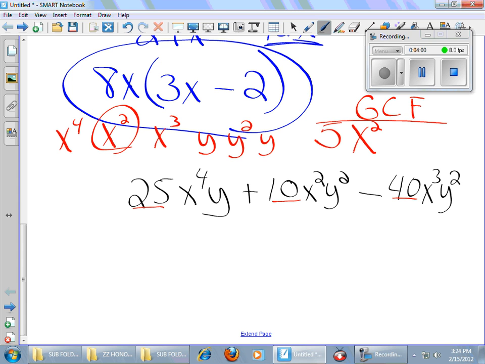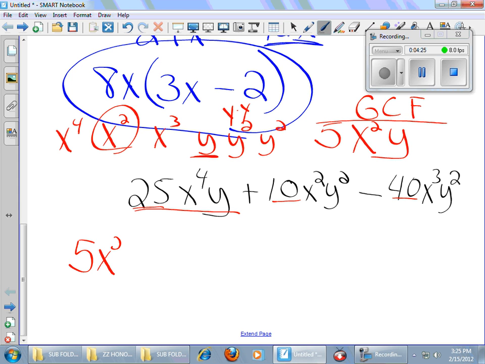And I have a y squared. The greatest power of y is y squared, but y squared isn't in my first term. It's not a part of that. The greatest power that's common to all three is 1, because remember, y squared means y times y. So they all have at least a y to the 1st power in them. That is a part of my GCF. So I'm going to put that GCF out front.